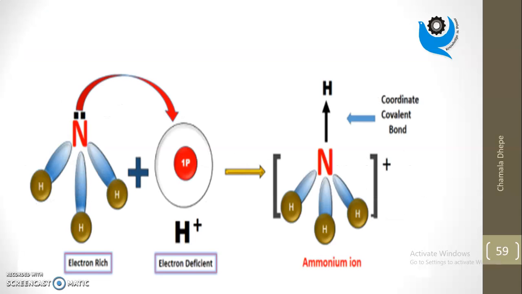Now the same thing I have shown here as an orbital diagram, electron rich. This is also called electron rich, and this H plus is the electron deficient center. So it is going to take this electron. That's why the arrow head is shown here, pointing towards the hydrogen. So this is the acceptor and this is the donor. So always remember, a coordinate bond is represented by an arrow.